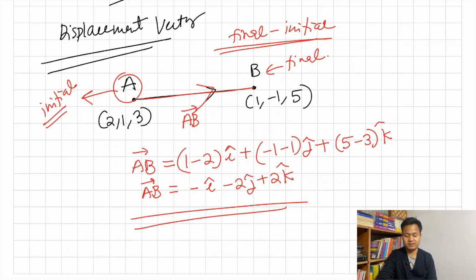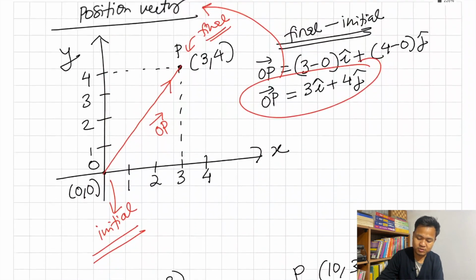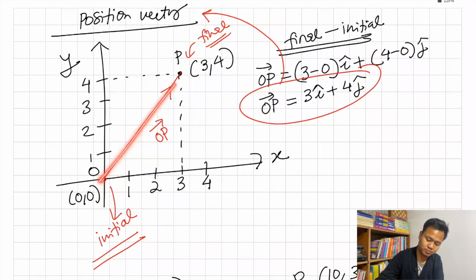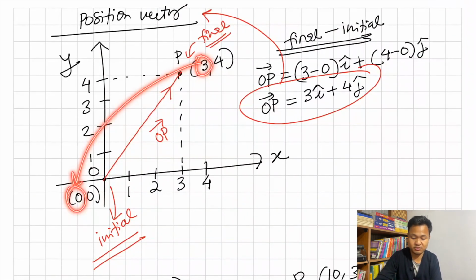It is similar to the position vector. For position vector OP, if I go from O to P, it is final minus initial, so 3 minus 0. That is what I wrote here.